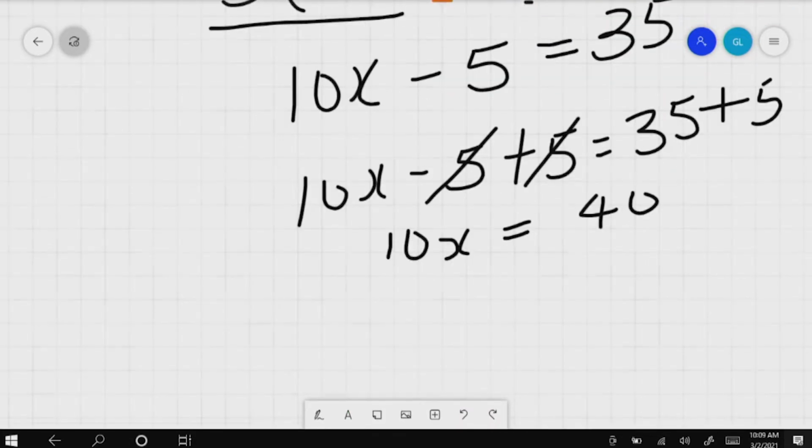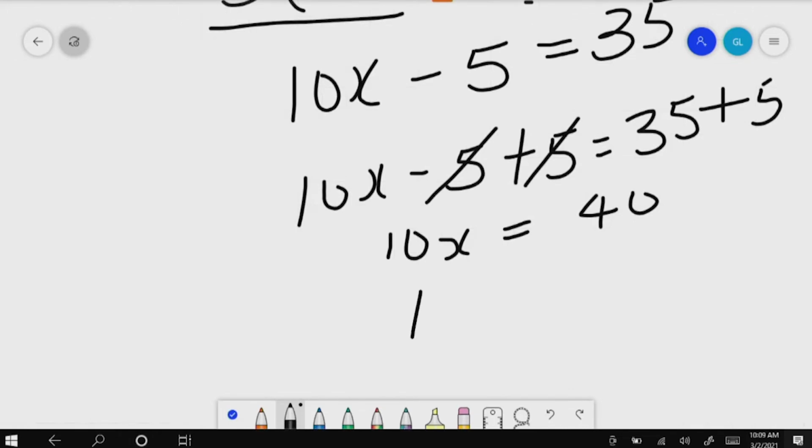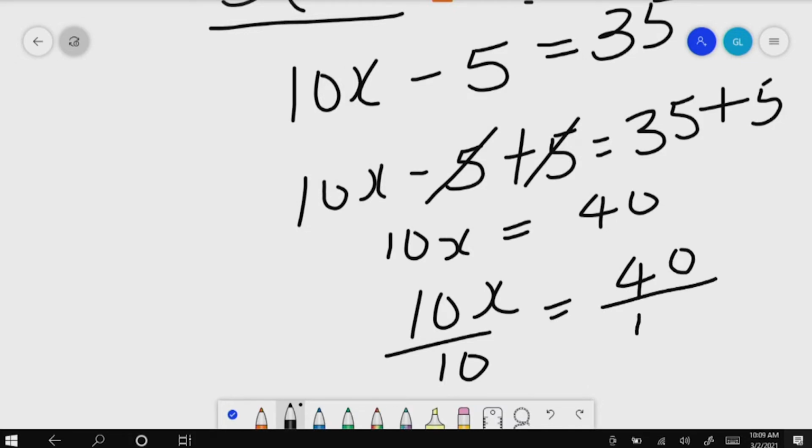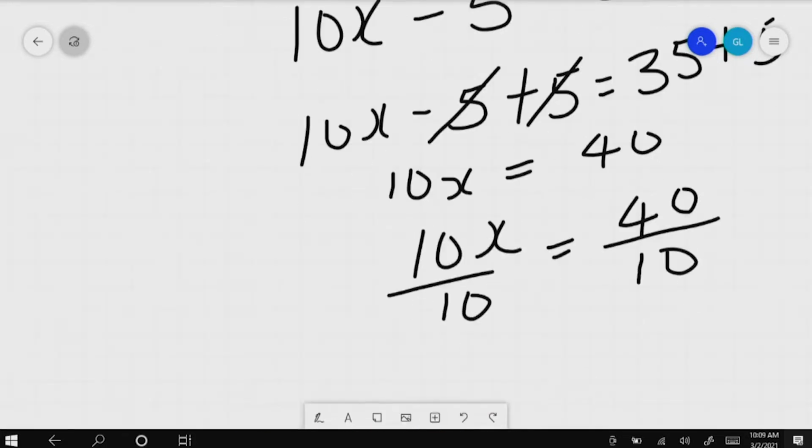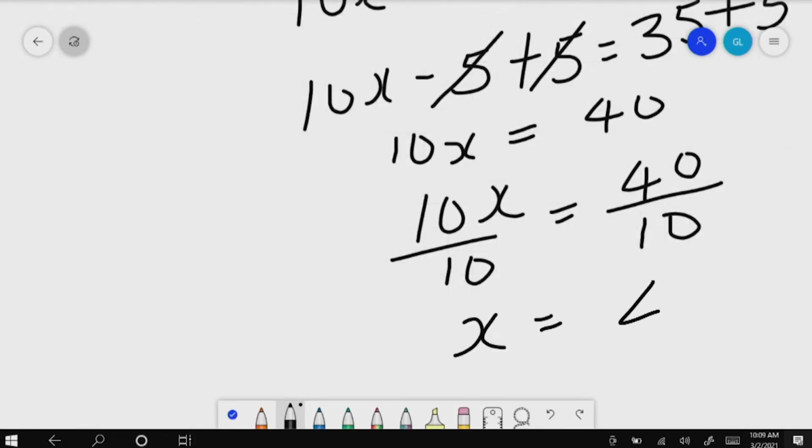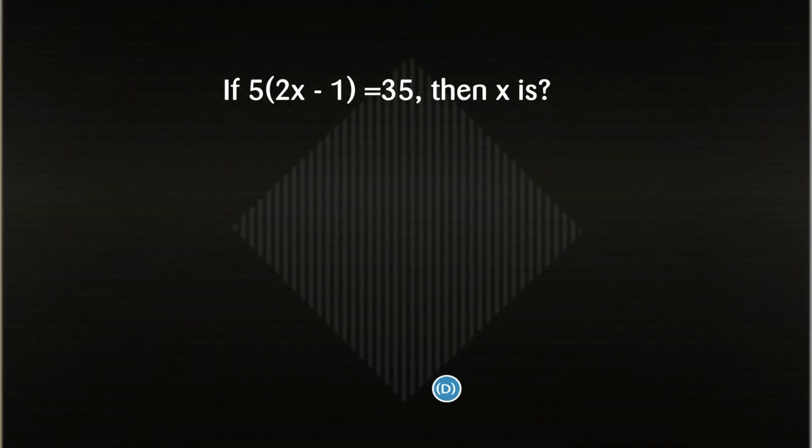In further balancing our equation, for 1x, we would have had 10x divided by 10, 40 divided by 10. x would have equaled 4. So the solution for this question is D, 4.